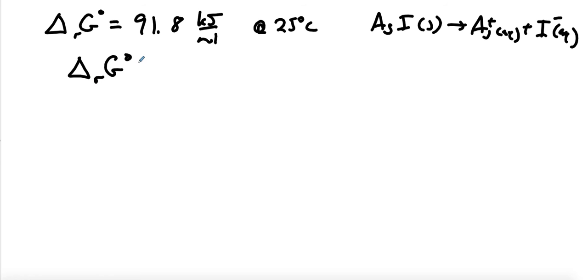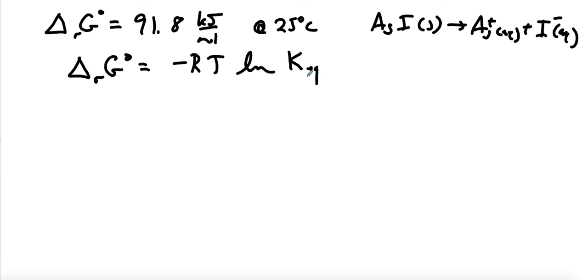So delta G standard is going to be equal to negative RT log of K equilibrium. That's true for any type of equilibrium constant. It really doesn't matter whether it's a Ka, Kb, or whatever. Any equilibrium constant is going to be related to delta G standard this way. So let's solve for K. We want to get rid of the logarithm.